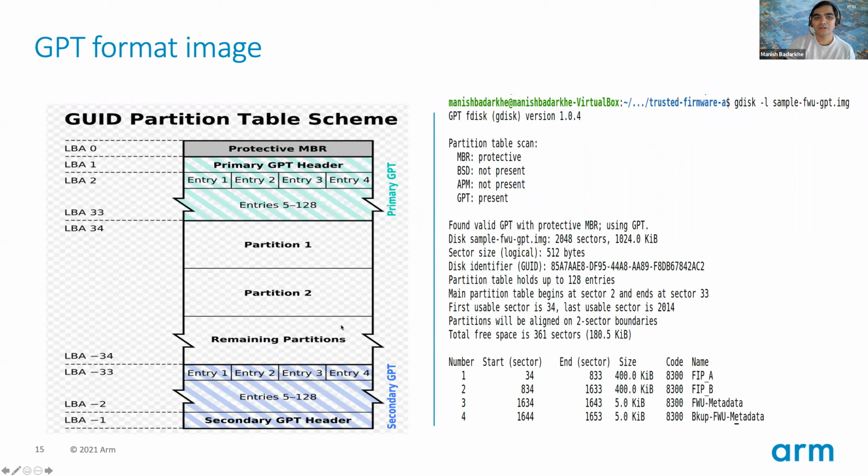Just to give a little bit more about the GPT, maybe some partners are already using the GPT concept. Till the 33rd sector we have the partition table information, and from 34 onwards we have the available partitions where we put all the partitions like FIPA, FIPB. These all reside after 34, and the information about where exactly each starts and ends is present in this GPT header.